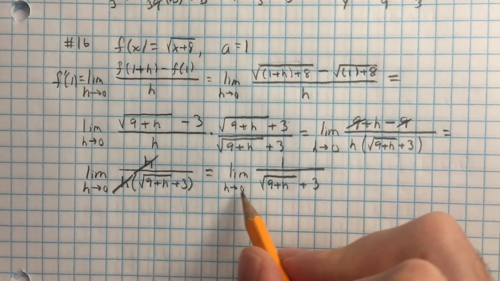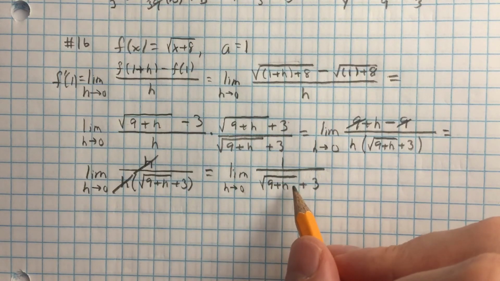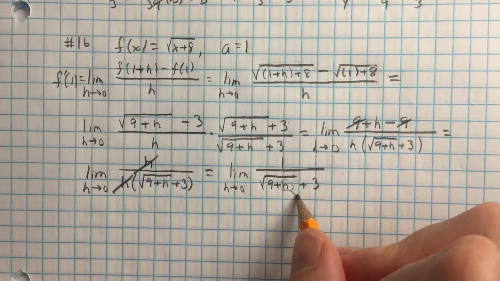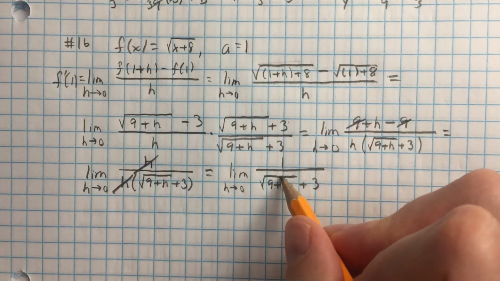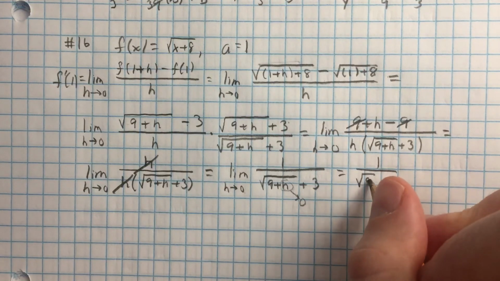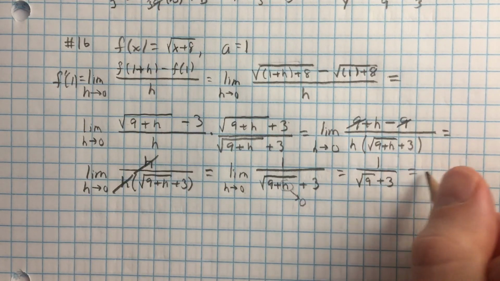Sure enough, it is. As h goes to 0, the bottom is no longer going to 0, so direct substitution is effective. This h will head towards 0. We'll have the root of 9 down here. So our answer is 1 over root 9 plus 3. That is, of course, a sixth.